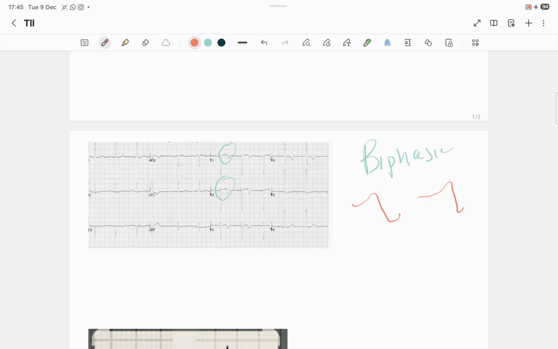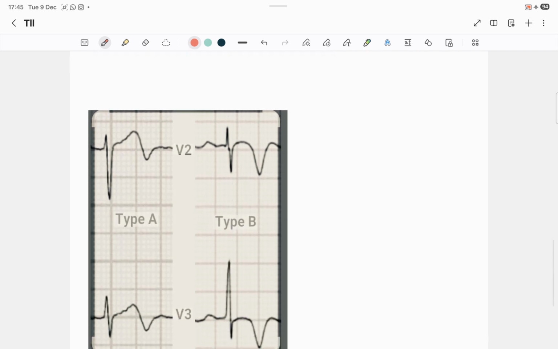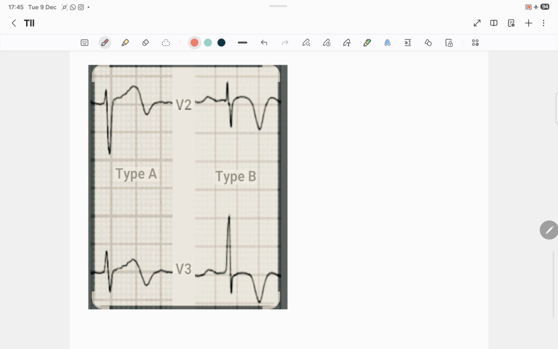Type B is much more of a deep inverted symmetric T wave. So this here would show you the difference from type A. As you can see, type A is biphasic. In type B, it is deeply inverted. It is symmetrical, right? And it is deep, it is sharp, it's like an upside down ice cream cone in V2 and V3. This tells you that the left anterior descending artery is critically narrowed right before it blocks completely.